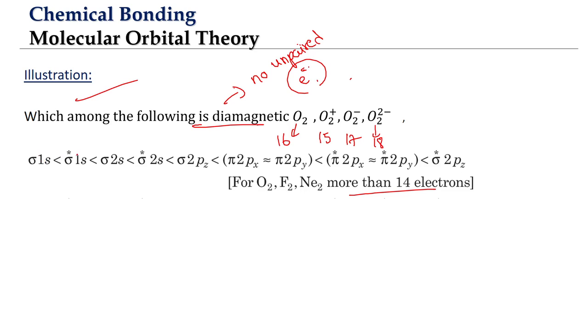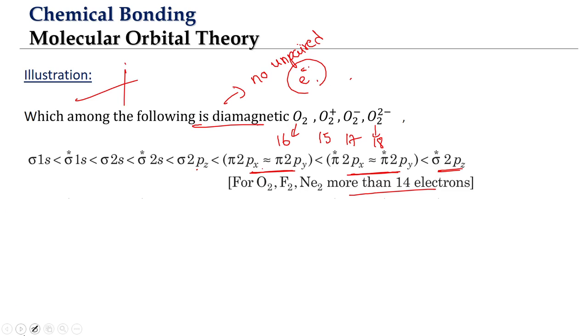So we will go with this arrangement: sigma 1s, sigma star 1s, sigma 2s, sigma star 2s. Sigma 2pz will be less than pi 2px and pi 2py, which are degenerate. Then pi star 2px, pi star 2py degenerate, then sigma star 2pz. This one we have to remember: less than 14 and more than 14. Up to 14 electrons, meaning less than or equal to 14, we have one order.